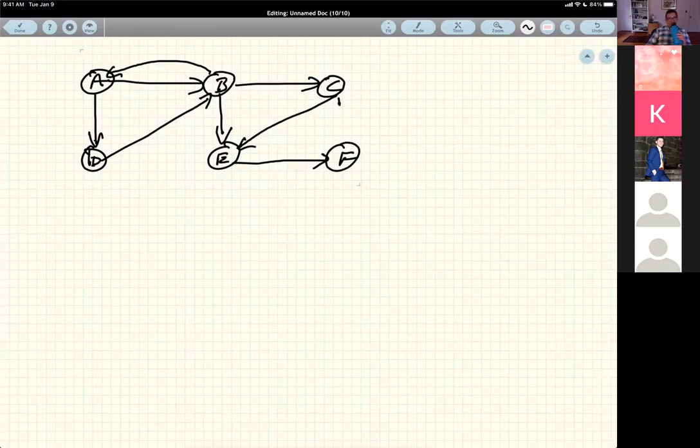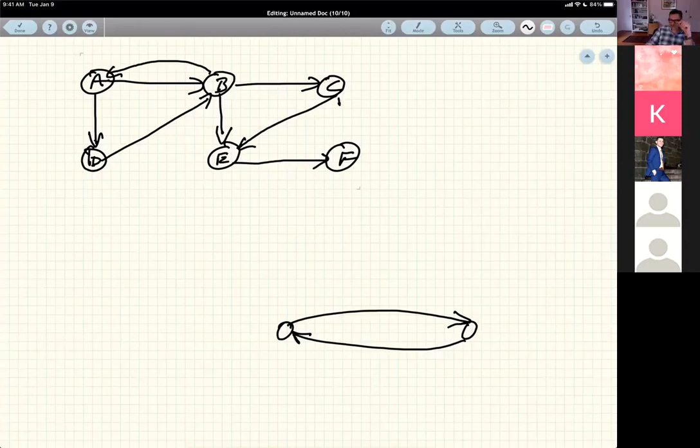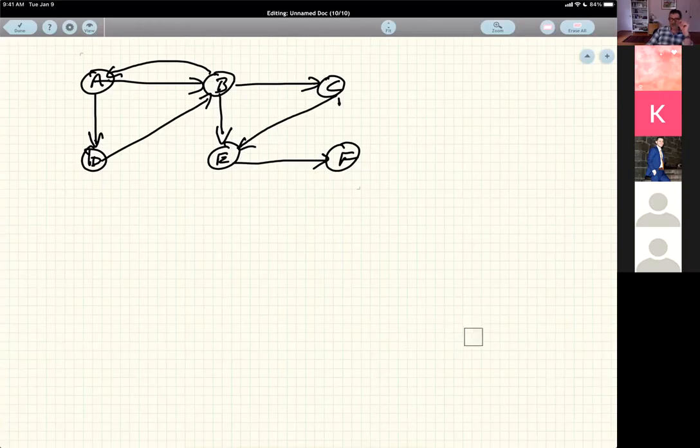You could imagine that for your GPS program, one-way streets will be one edge. Two-way streets will be two edges. So if a street is going one way from A to B, from this intersection to that intersection, that's a one-way street. This is a two-way street. So GPS definitely uses directed graphs.